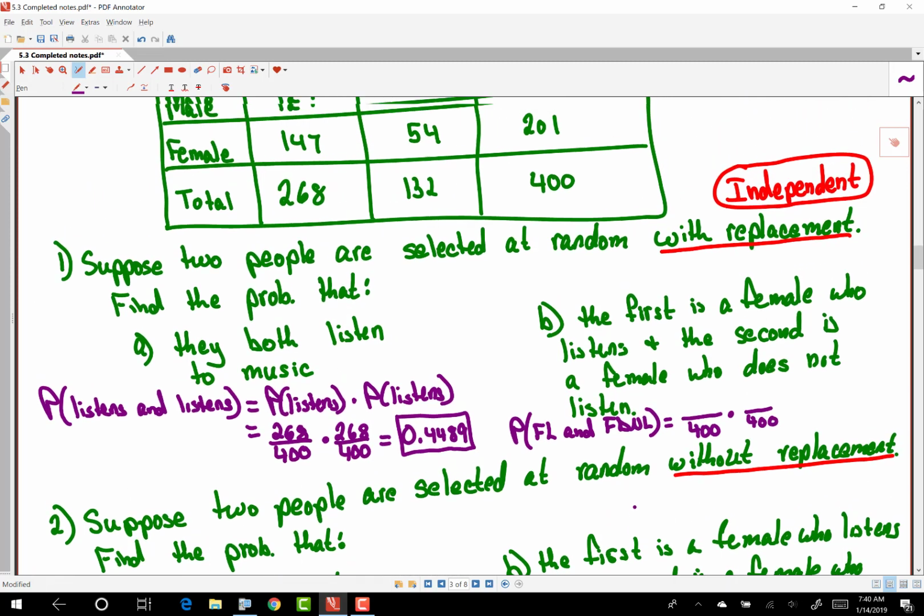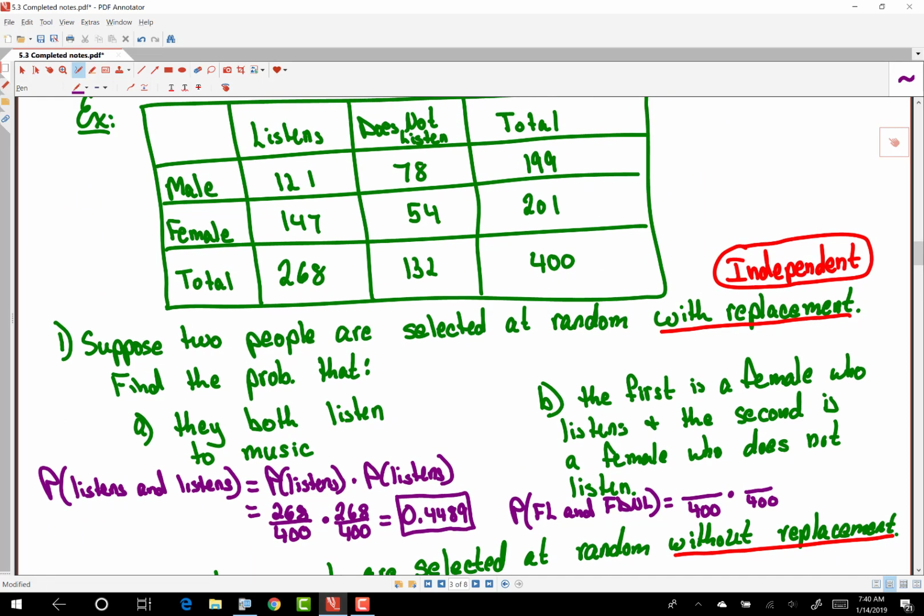So females that listen, I want to find that category. Females that listen, 147 out of 400. And then the second one is females who do not listen. Females who do not listen is 54. And so when we multiply that, we're going to have 147 divided by 400 times 54 divided by 400. And hopefully you have your calculator with you as you're watching these videos, so you can do all the calculations with me and make sure you're doing them right. This time we get 0.0496.